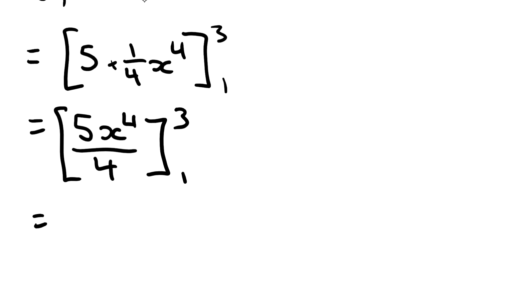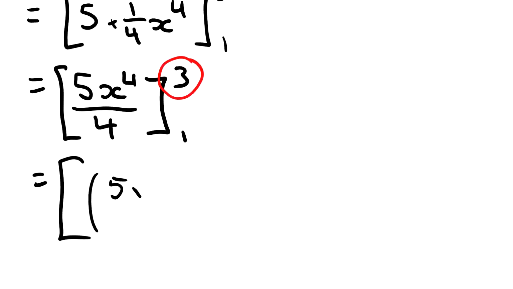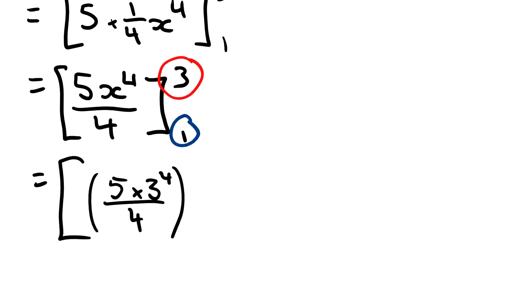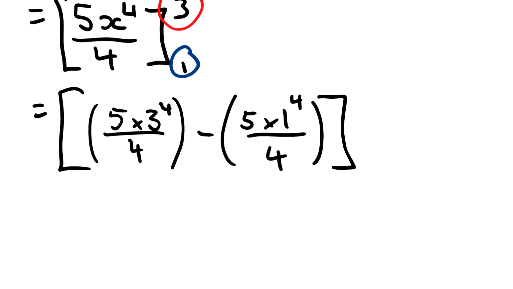And now we can do our substitutions. So again, we focus on our 3 first. So we get 5 times 3 to the power of 4 over 4. Alright, so that one comes first here. Then we focus on our a value, so we get minus 5 times 1 to the power of 4 over 4. At this point you can put it into the calculator and you get 100.